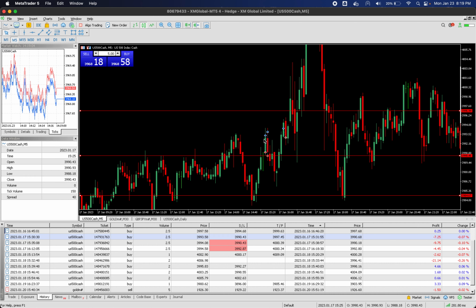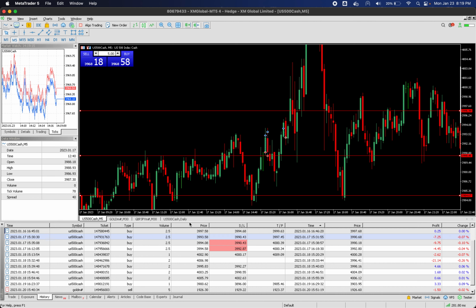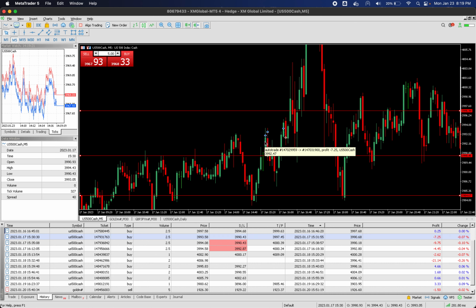So I FOMO'd. Oh no, there's a big news coming. It's not really big news, but every time I see a red, I feel like the price is going to do something significant, right? So quick move to the upside. I FOMO'd. I put a buy on near the top, right? That's a really bad trade right there.